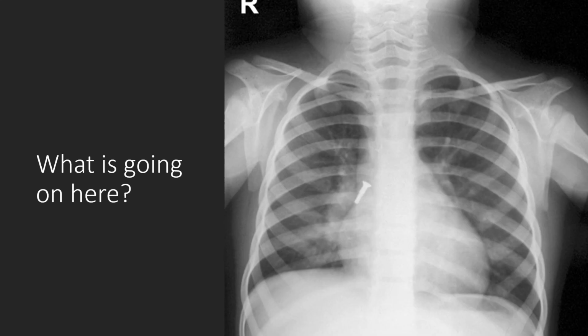Ooh, what's going on here? Shouldn't take you too long. Should jump out at you, especially a kid that has difficulty breathing. Sudden onset. There you go. All right, so here's the kid's trachea, mainstem.